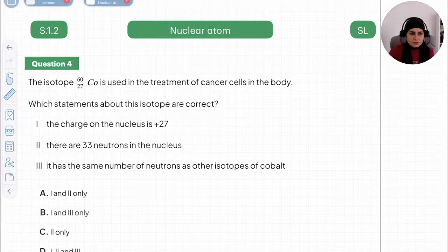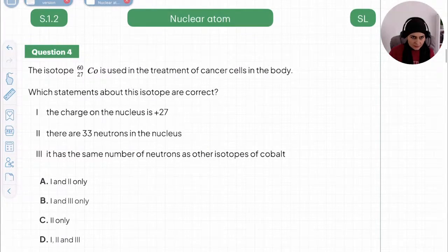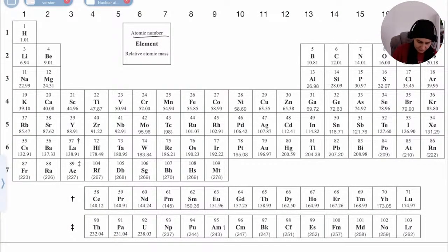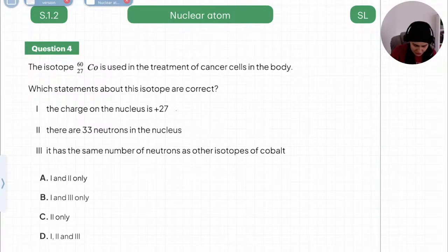The isotope of cobalt is used in treatment of cancer cells in the body. Which statements about this isotope are correct? They even told us the atomic number, which is from the periodic table, by the way. So cobalt 27, all correct. So which statements are correct?